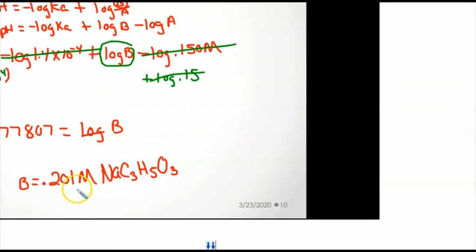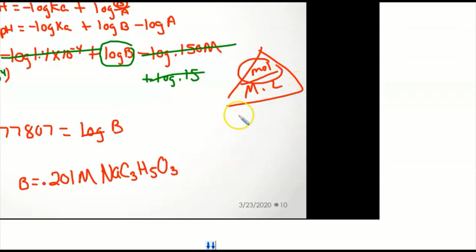Okay, so I need to figure out how many moles this would be. So if we think about it, molarity, again, that is the moles in my liter. So to find moles, it is molarity times liter. So I'm going to multiply that by the liter. It equals 1 liter. So that is going to be how many moles of sodium lactate.